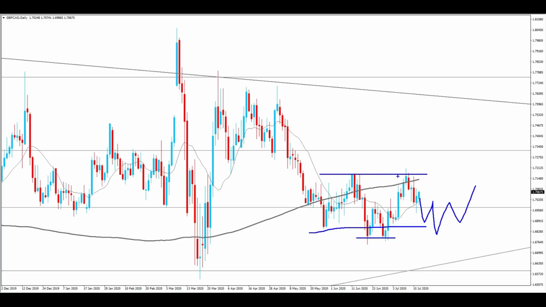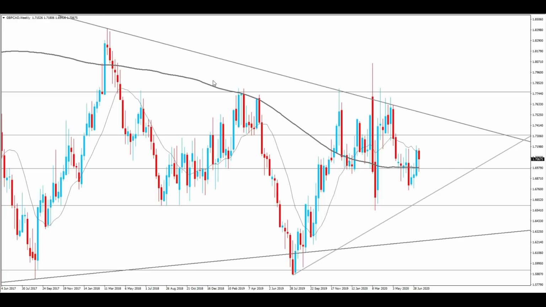So waiting for a clear break to the upside and carry it on, or again a clear break to the downside and carry on that downwards trend. But on the larger time frame, you can see that we've got this upwards trend line, so we could be looking for a move there before we break to the downside because of the larger time frame.